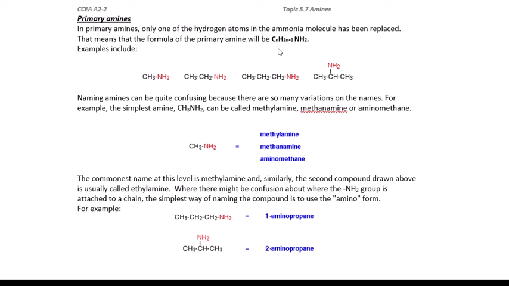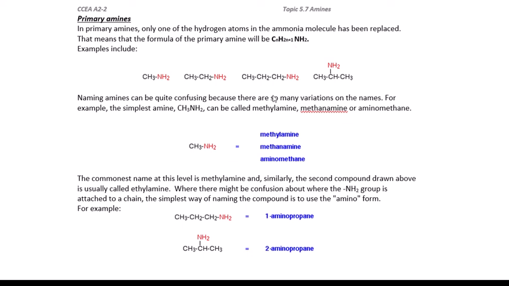The other way of naming it is to think of this as being an alkane with an NH2 group attached to it. And when you talk about an NH2 group, we talk about amino. You'll be familiar with amino acids, for example. And so the NH2 group is the amino bit. So we can think of this as being methane with an amino group attached to it. So it'll be named then something like aminomethane, aminoethane, and so on.